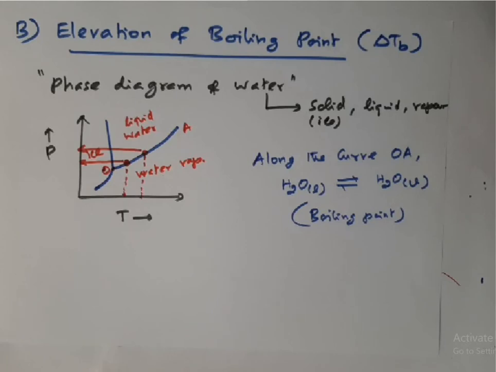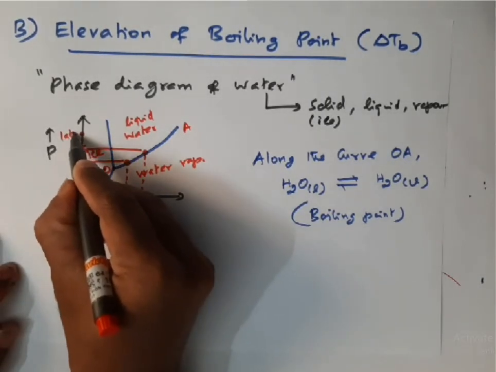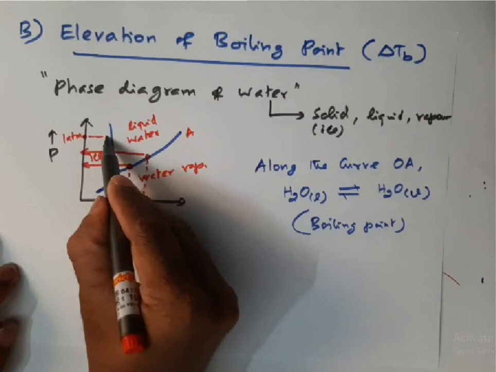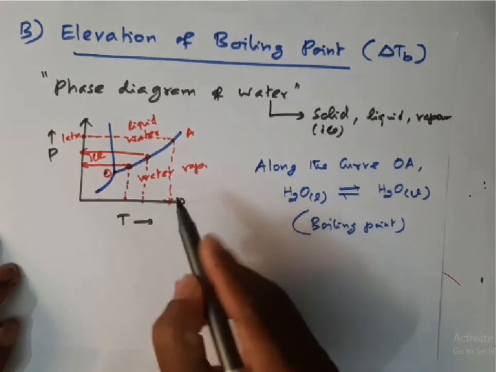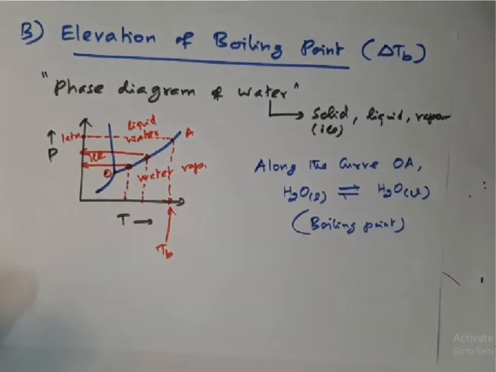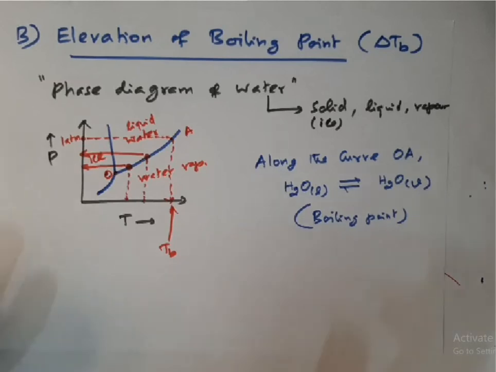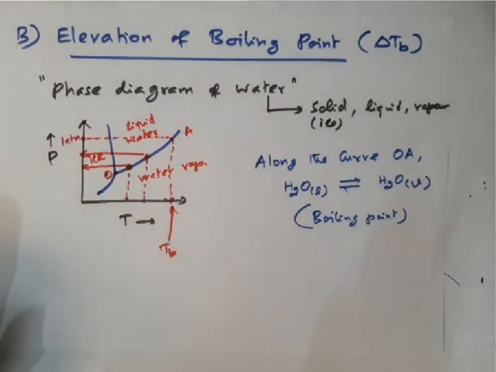What is meant by normal boiling point? Normal boiling point is the boiling point at a pressure of 1 atmosphere. We say it is the normal boiling point, TB. TB means normal boiling point, which means boiling point at 1 atmosphere pressure. Students, keep this in mind. As you change the external pressure, the boiling point of a liquid changes.